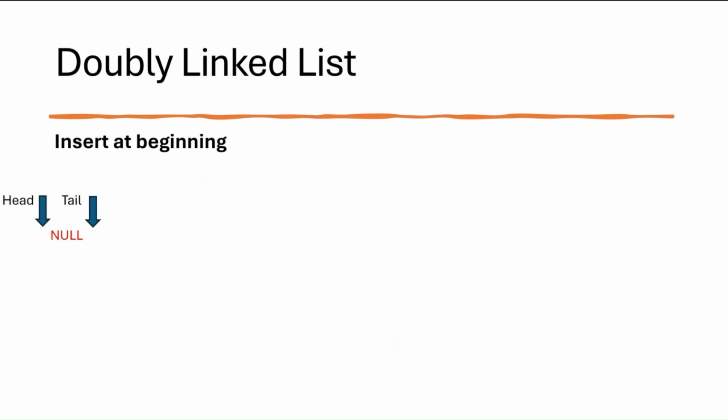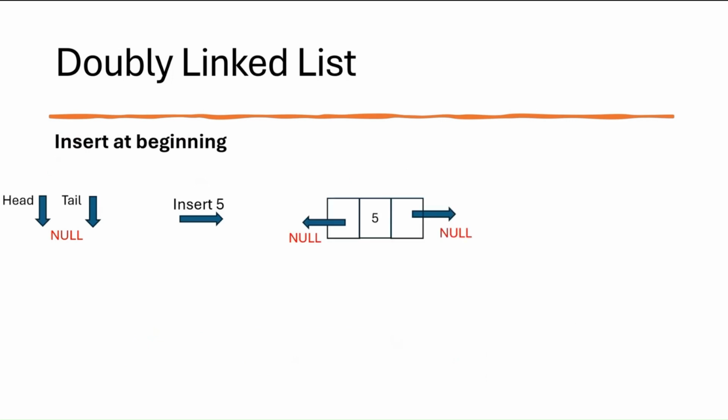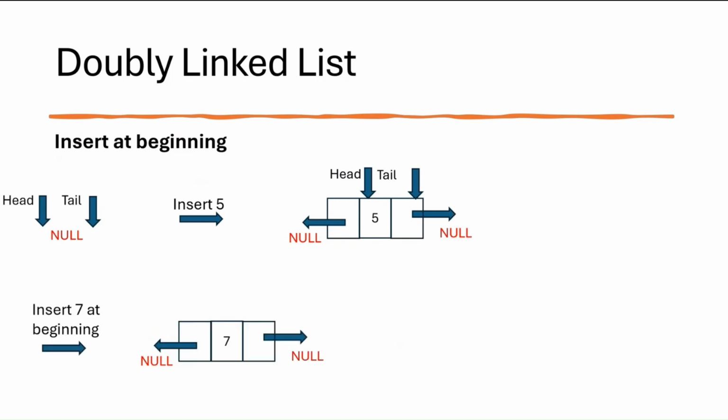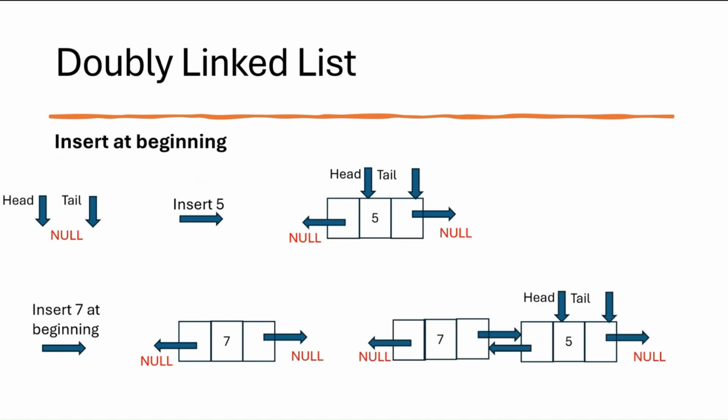So let's say insert at the beginning. Let's say we are pointing to null before, and we want to insert 5. It creates a new node with previous and next as null, and then points head and tail to that node. Now, if you want to insert 7 at the beginning, it will create a node with 7, next and previous null. And then it will point the new node's next to 5 and our head's previous to the new node, right? And then it will shift the head to the new node, right?